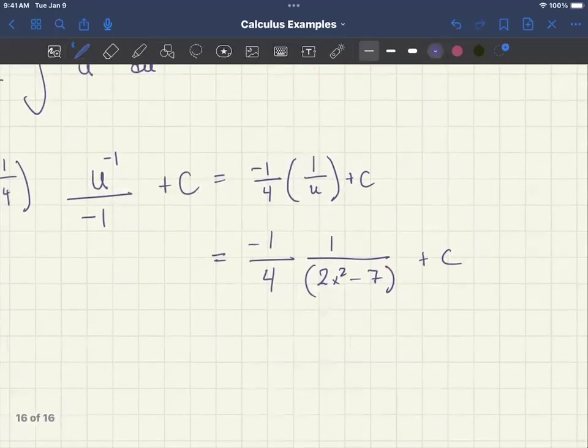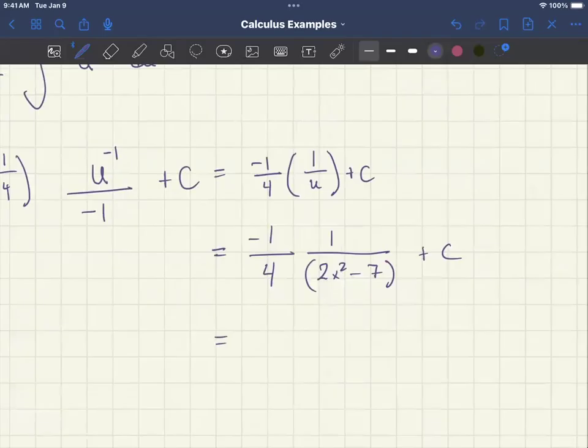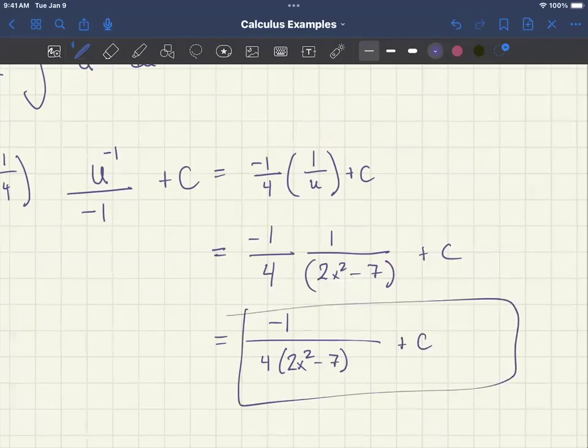And at this point, if we want to, we can wrap a box around it. I'm going to make one change here. I like to make it look like a singular fraction there, plus c. And there is our solution.